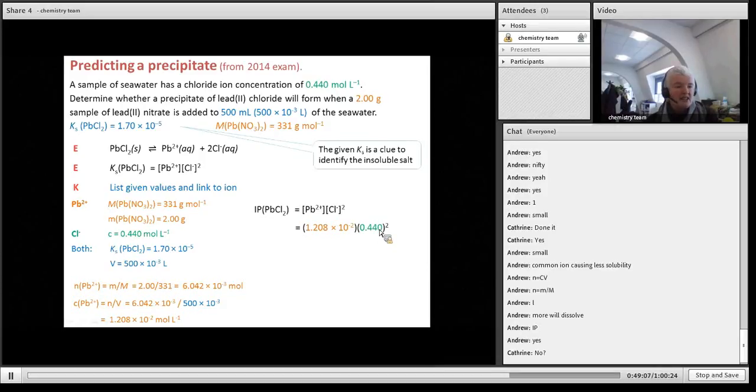Because remember that assumption, we always ignore that extra X. I haven't done that ICE method, but you could. In the book, I've got that ICE method all the way pretty much. But I do square it because my IP expression does have that. Remember, it's lead times chloride times chloride. And now I get that value. And now before I click on, can you tell me, is my IP bigger or smaller than my Ks?